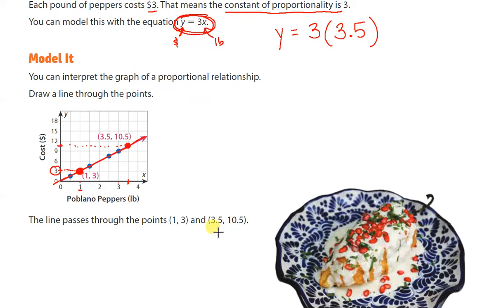And the number that falls exactly in the middle of 9 and 12 is 10.5. And this is true for what happened up here as well. 3.5 times 3 is $10.50.